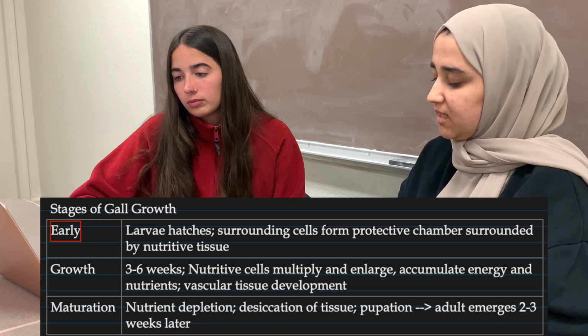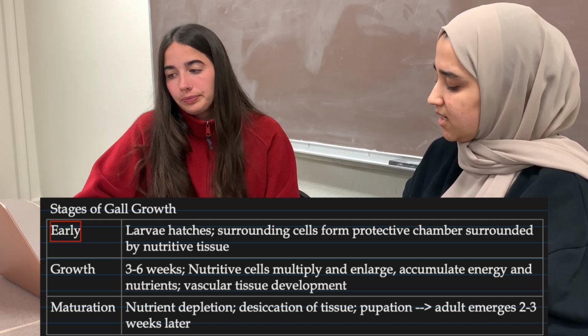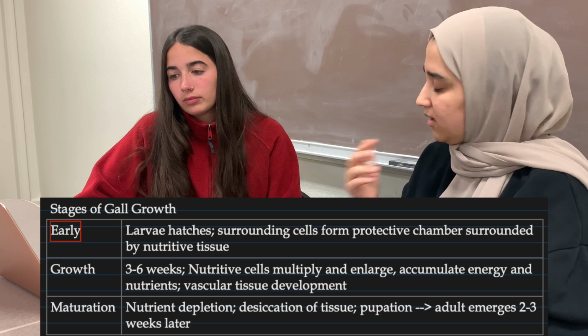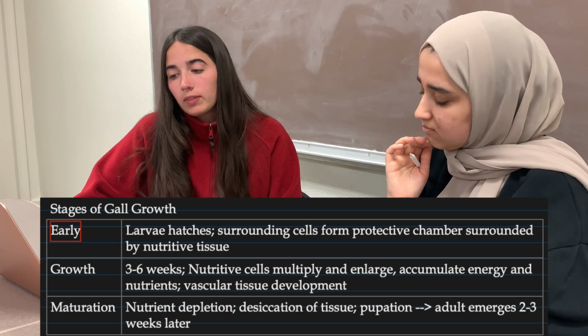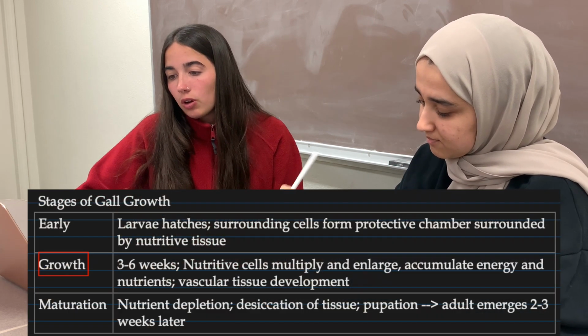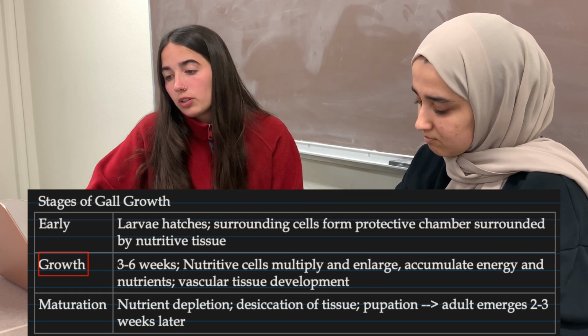So the larva is basically using the gall as a second stage, so it has protection and can keep growing and feeding? Yeah, that's one way of looking at it. And after the early stage, the gall enters the growth phase, which takes 3 to 6 weeks.